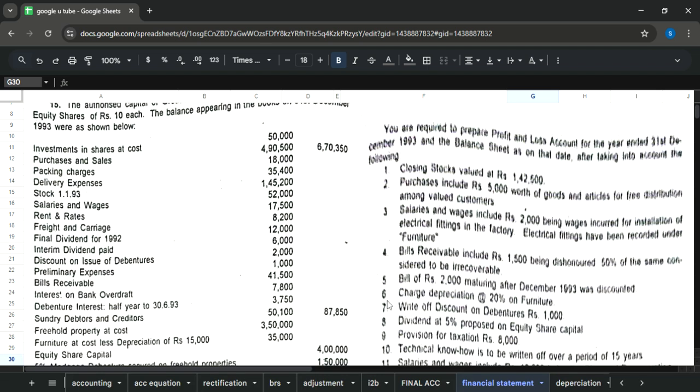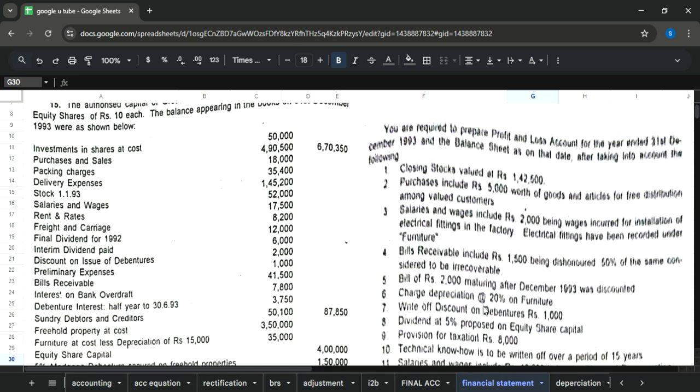Number 6, charge depreciation on 20%. So here there is a debate. There are two methods of depreciation. One is called diminishing balance method, second is called original cost method. So here come our furniture cost less depreciation of 15,000. Note it down, this is your diminishing balance 35,000. While if you want to make it original cost, what you will do? You will add this depreciation 15,000 in 35,000 to get original cost.